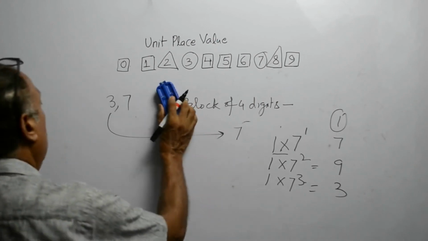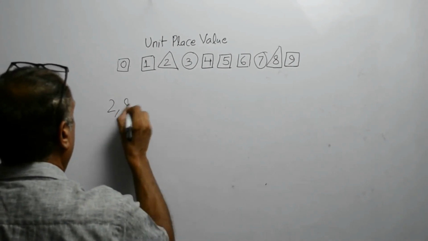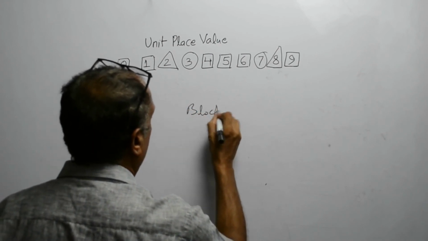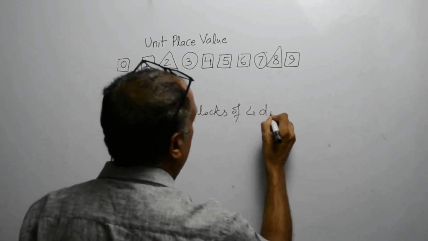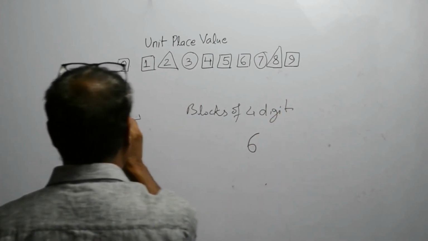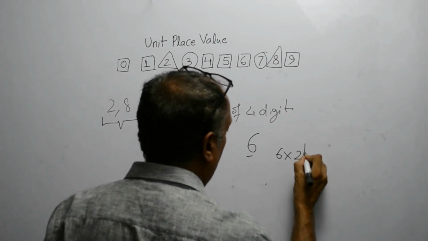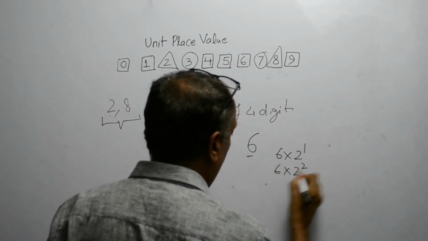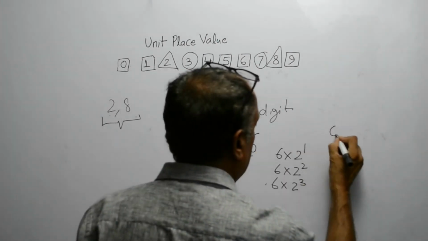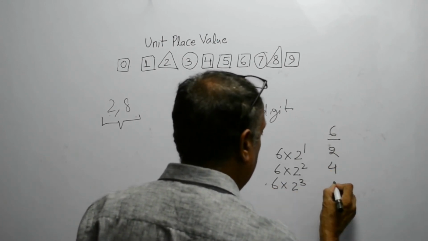Now let us come to the last category, that is 2 and 8. In 2 and 8 we will again be making blocks of 4 digits. So in case of 2 the answer will be either 6 or 6 into 2 raised to power 1, 6 into 2 raised to power 2, 6 into 2 raised to power 3. So answer will be 6, 2, 4 and 8.